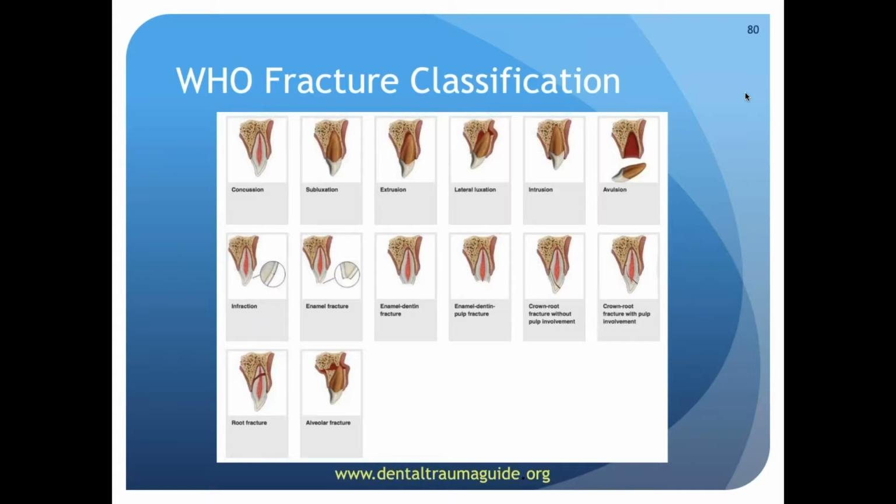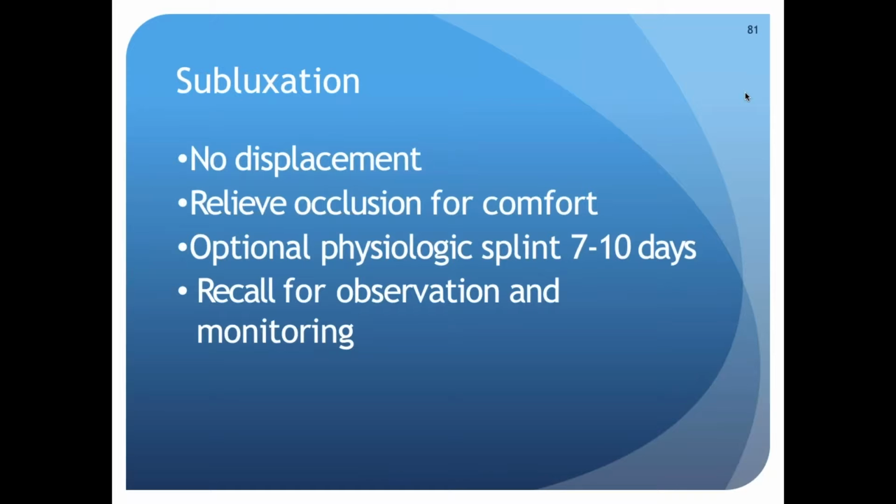So first of all, we just have our concussion. That's the first one. So not any visible signs from that. The tooth just got bumped or bruised, might have some transient cold pain, and that's it. And then we're going to move into some more traumatic injuries. So first we have our subluxation. There's not going to be any displacement. You're just going to relieve the occlusion a little bit for the patient's comfort. You can put a physiologic splint on them, but that's not necessary. And then you're just doing recall and observation for them.